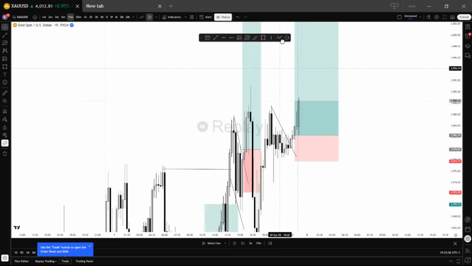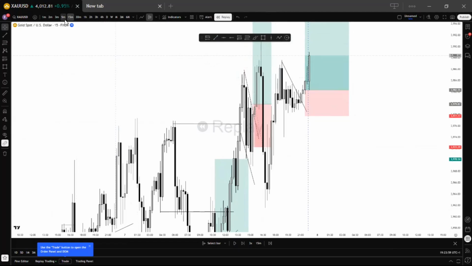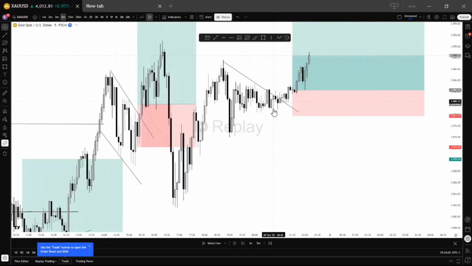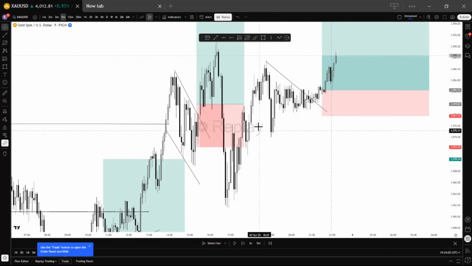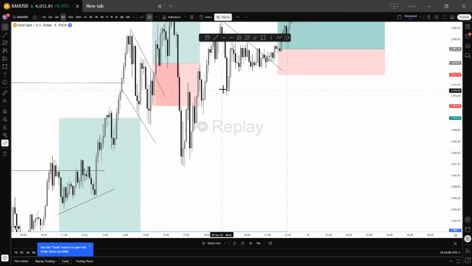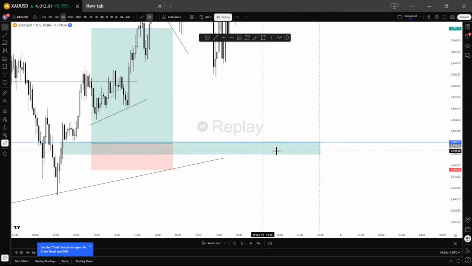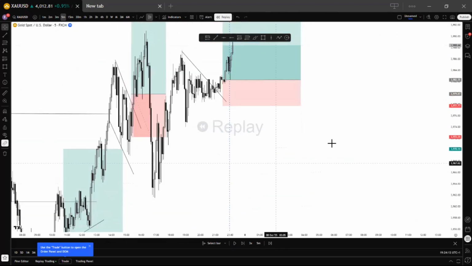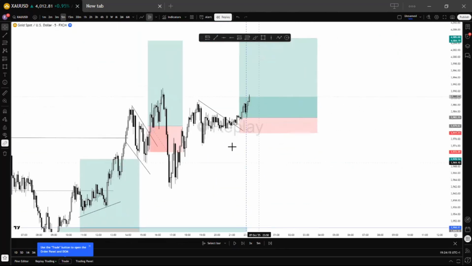Okay. Now let me explain something. Break of structure, mitigation of fair value gap. All right. Now I wouldn't have taken the buy from here because I was expecting price to get here. Being honest about it. But seeing this consolidation, seeing this base forming, the moment price broke out of this base, I would have gone on a buy right here.